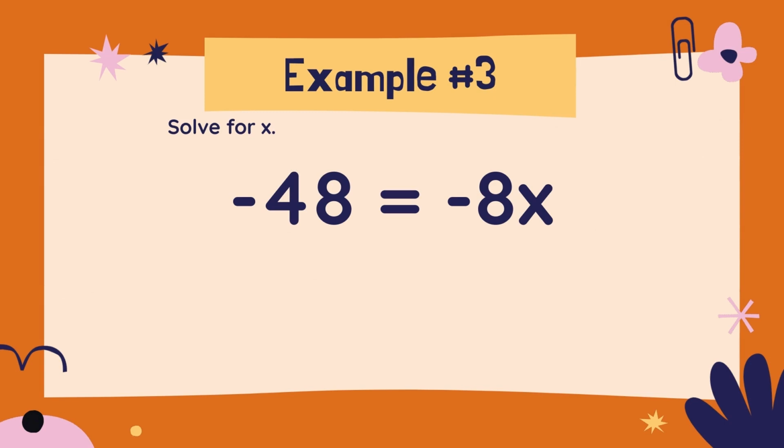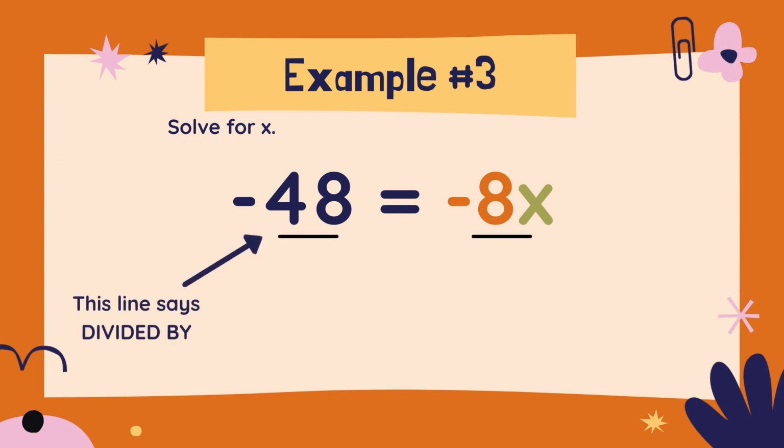Example number 3, solve for x. Negative 48 equals negative 8x. This time, notice that the variable, the x, is on the right side of the equation. Since an equation is balanced, equal on both sides, it really doesn't make a difference which side the variable is on. You'll still follow the same process. On the right side, we have negative 8x. That means negative 8 times x. So we have to undo the times by dividing both sides of the equation by negative 8.